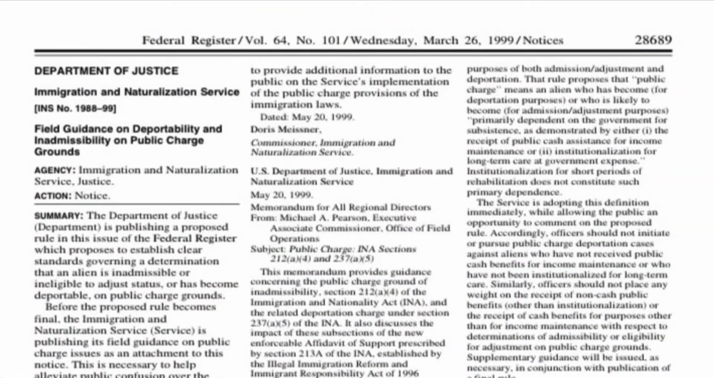The government can still find that you're likely to become a public charge. The government still has to weigh all the factors that are in the statute. In 1999, the Immigration and Naturalization Service, or the INS, adopted its interpretation of what public charge should mean and how the factors should be weighed. The INS published its guidance on March 26, 1999, in the Federal Register.